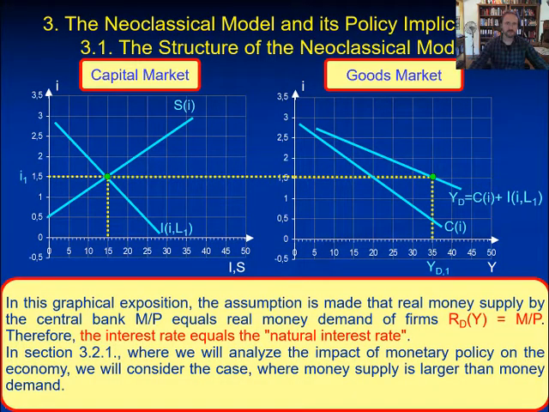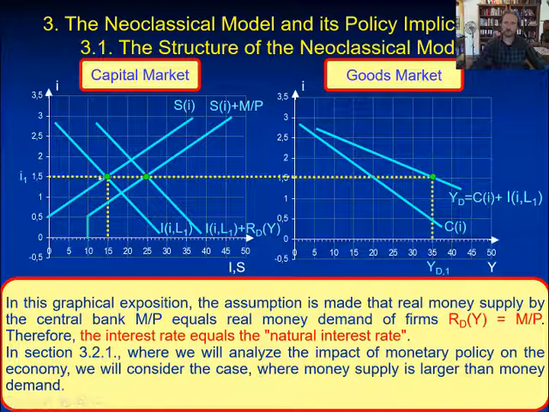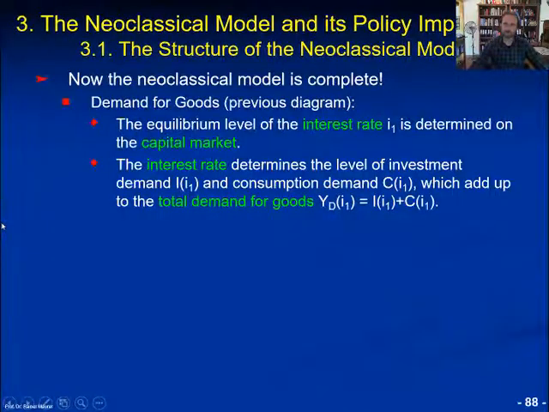Now we can put the capital market with money demand and money supply to the market for goods. In this graphical exposition, the assumption is made again that real money supply by the central bank equals real money demand of firms. Both are equal to the length of two little quads, and as a result, as already discussed, the resulting interest rate equals the natural interest rate, which would result without money demand and money supply. Now we have completed the neoclassical model.